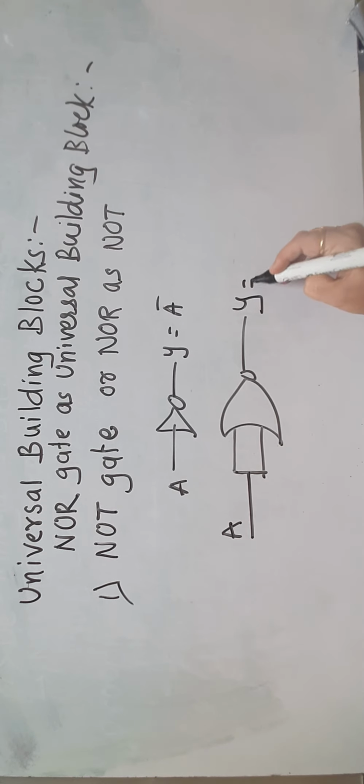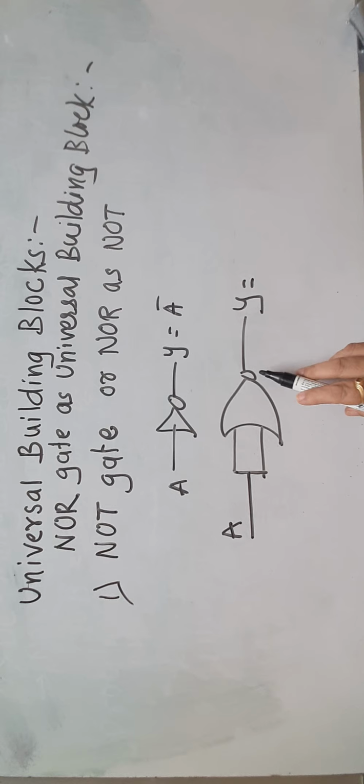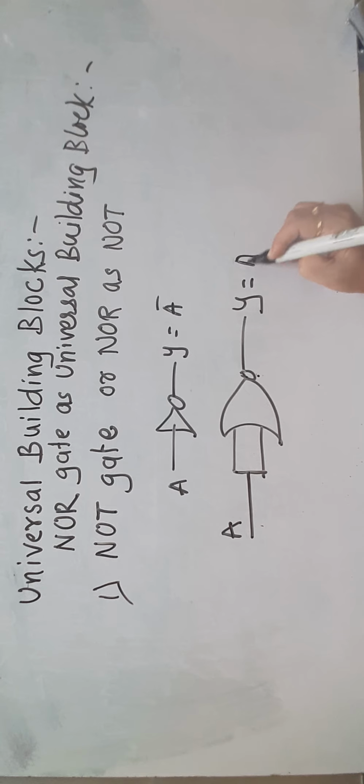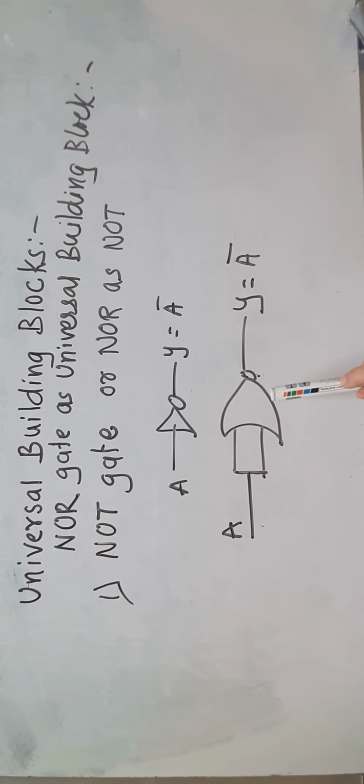So output Y is equal to, as there is a bubble, we know if we connect NOT gate at the output of OR gate, then it becomes complement of OR gate. Here the bubble means there is already a NOT gate, and only one input is there. So output Y equals A bar. So this is NOR as NOT. This circuit works like a NOT gate.